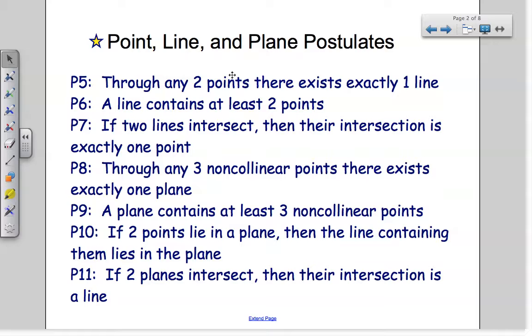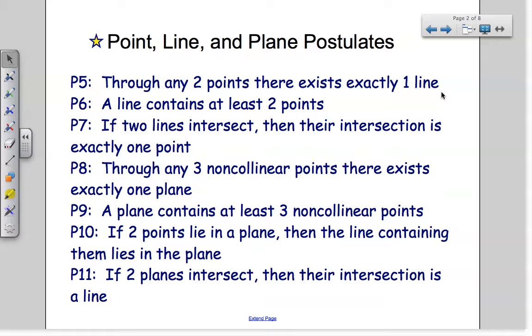Postulate 5 says, through any 2 points, there exists exactly one line. Do something for me. Hold up both your fists and picture your fists as 2 points. And if you think about it, no matter where you move your fist, there's only one line that you could make that would go through both of those points, or both your fists. And postulate 6 is kind of the reverse of that, that a line contains at least 2 points.